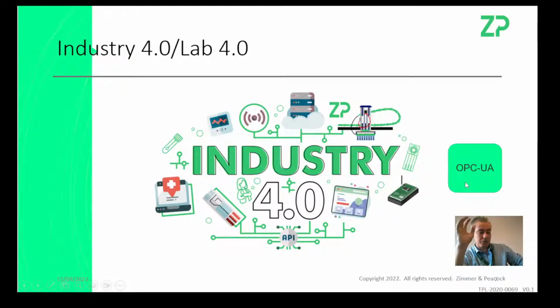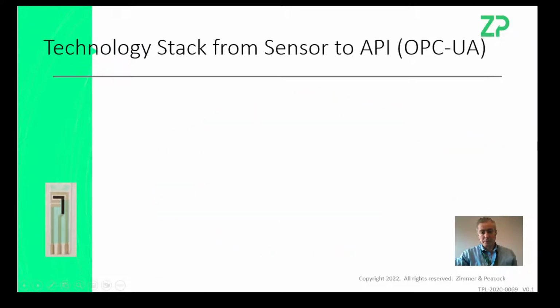As part of Industry 4.0, there is a protocol out there called OPC UA, Open Platform Communications Unified Architecture. It's a bit of a mouthful, but when I talk about making sensors for the process industries, at ZP we're very much buying into this OPC architecture. At Zimmer and Peacock, we already have this architecture built into the fabric, or the DNA, of the company.